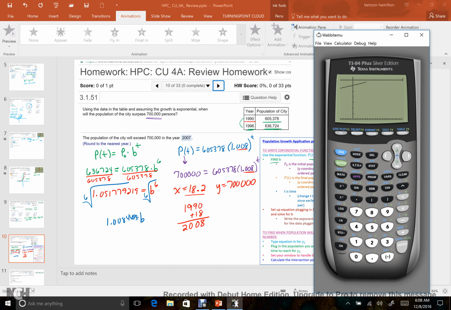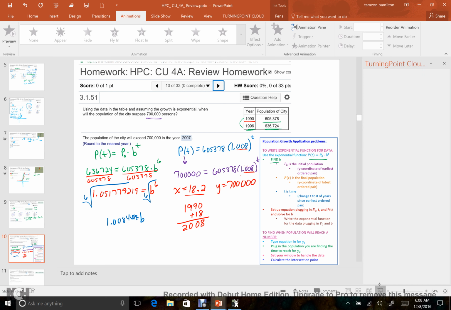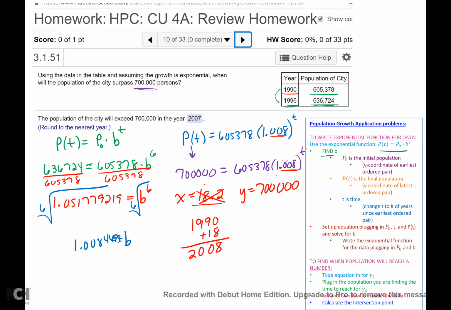Yeah, that's better. I guess I couldn't have put that X on the inside. So now if we calculate the intersection, 1, 2, 3. There we go. See, it's rounding. Now it says X is 17.26, which is why they rounded it to 17 and got 2007.